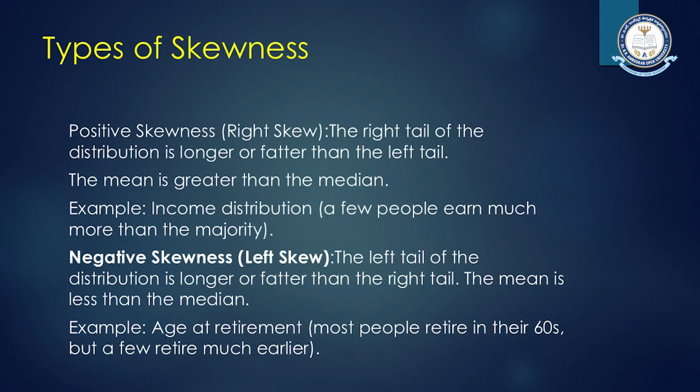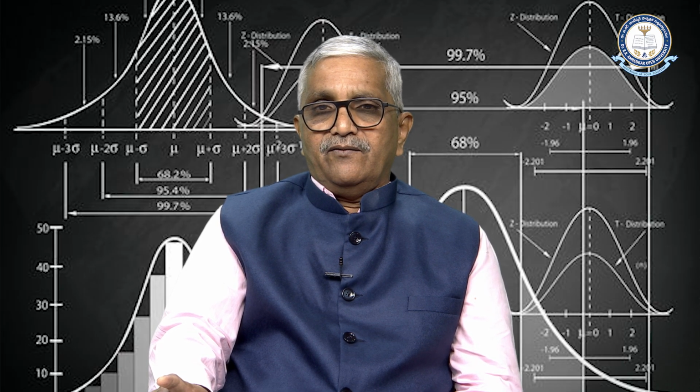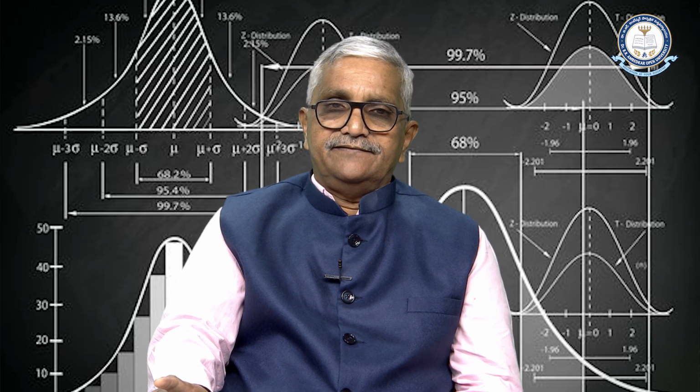Let us take income distribution. Very few people earn more money than the rest of the people. For example, the number of billionaires is very small. So, in such a distribution, the tail is on the right side.